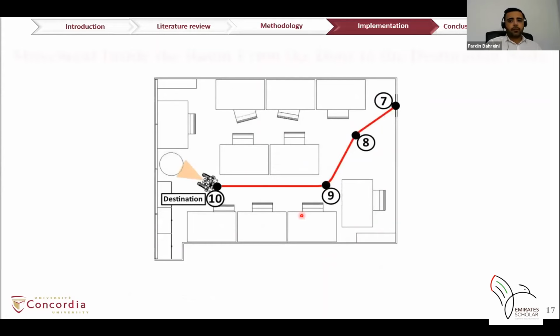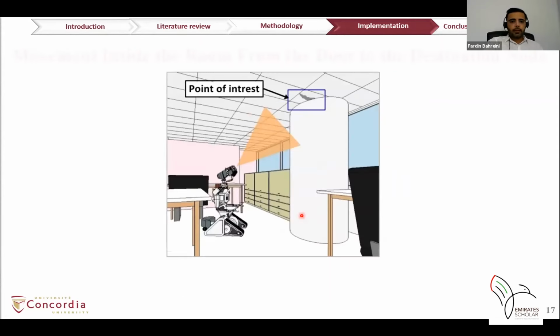The last part of the path is the movement inside the room from the door to the destination node, which is the point of interest. And finally, this figure shows the robot collecting images of leakage in the room.